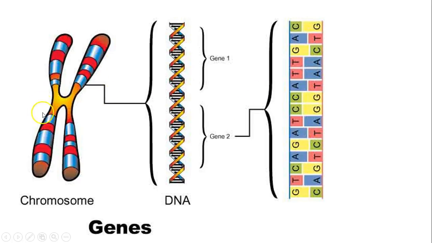Also know that chromosomes are made up of DNA, and chromosomes are also made up of genes. Genes are segments of DNA, pieces of DNA that code for your traits. So the code is held within these nitrogen bases.